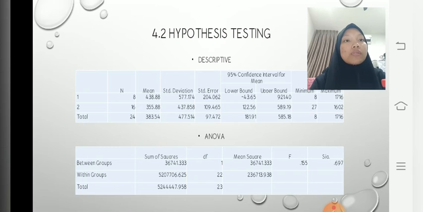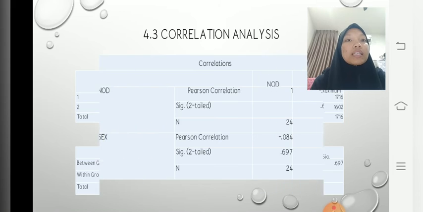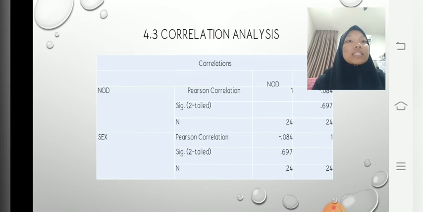So this is for hypothesis testing. We calculate the descriptive and ANOVA. And this is correlation analysis. We calculate it for number of deaths and sex.